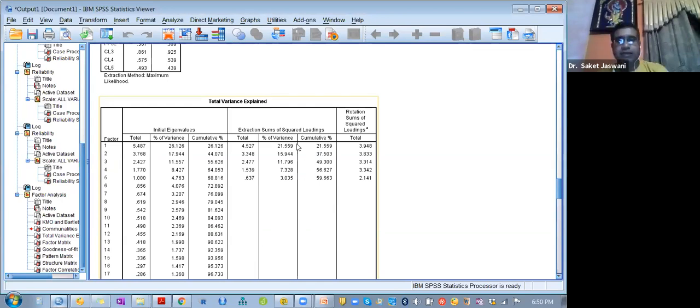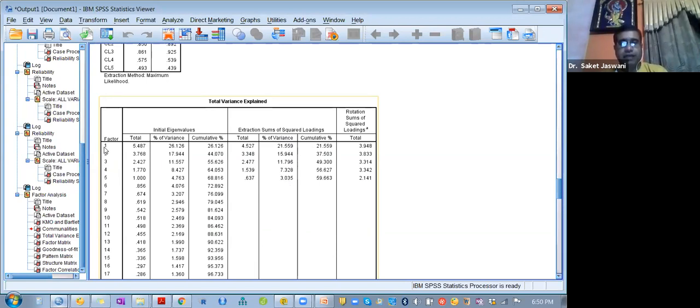Okay, the next table is total variance explained. Here the percentage of variance, you can see extraction, sum of square loadings. So this is the percentage of variance. This percentage of variance basically is the explanation of predictors, the predictors that explain the dependent variable. This is what is known as percentage of variance.